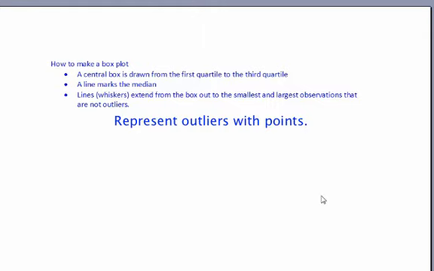So how do we make a box plot? Well, the central box is drawn from the first quartile to the third quartile. Then a line marks the median, and the whiskers extend from the box out to the smallest and largest observations that are not outliers.